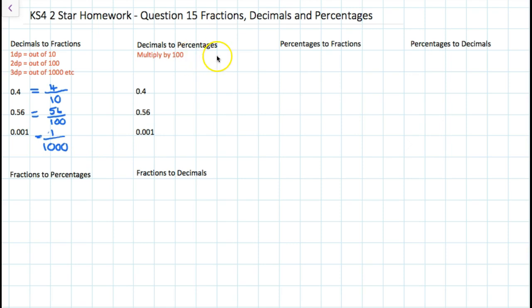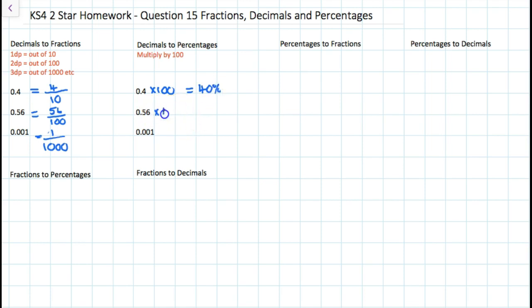Okay, so decimals to percentages, we simply multiply the decimal by 100. So in this case here, we've got 0.4, we're going to multiply it by 100, meaning the decimal place is going to move once, twice. Okay, so it moves once over the 4, once over a blank space, so that blank space is filled with a 0. So that gives us an answer of 40% as a percentage.